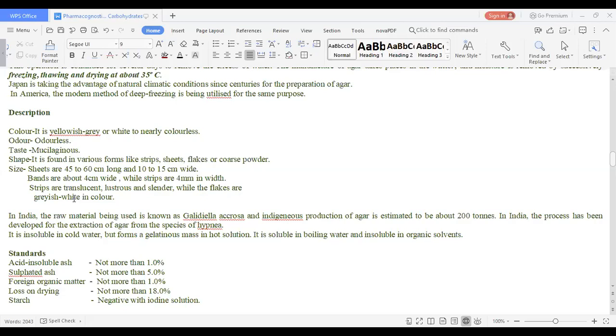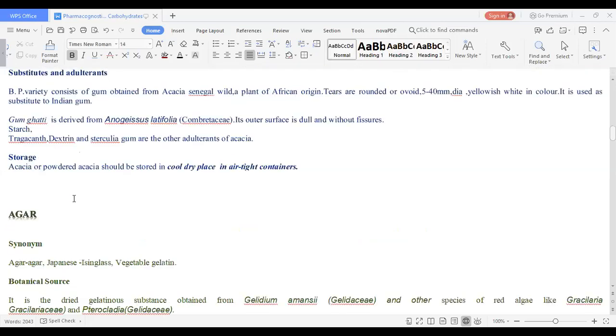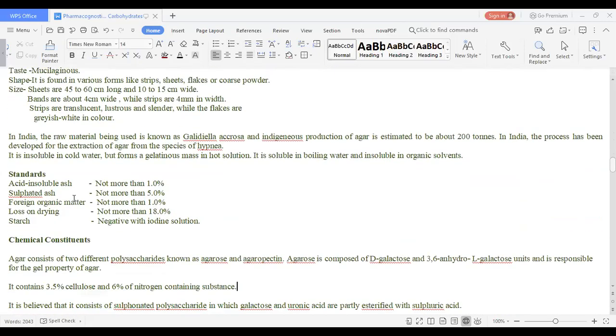It is insoluble in cold water but forms a gelatinous mass in hot solution. It is soluble in boiling water and insoluble in organic solvents. Next, coming to its standards. After performing the physical, chemical, and biological evaluation, we will get these standards.